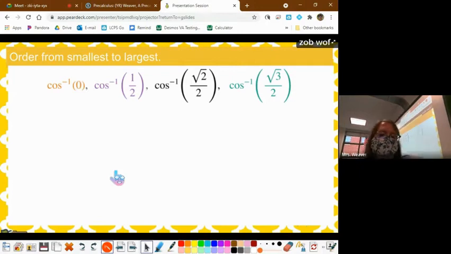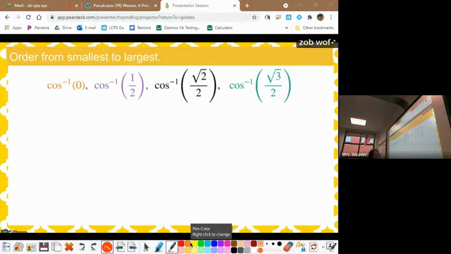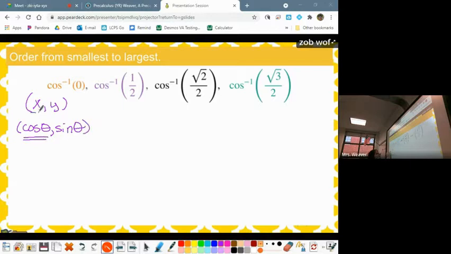Okay. Sarah just wrote the numbers to put them in order. Let's take a look at it. So what is the angle whose cosine is 0? Thinking about our unit circle, we remember that it's cosine theta, sine theta. So our cosine is our x coordinate when we're on the unit circle. So where is my x coordinate 0?